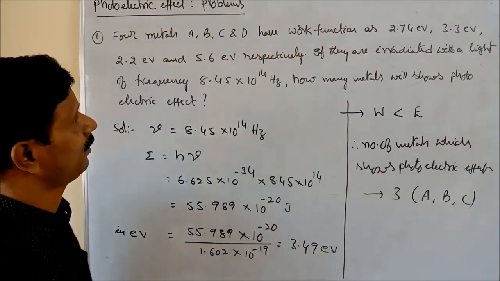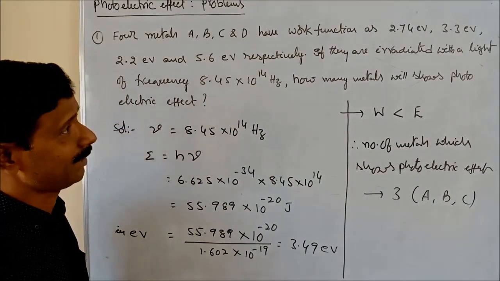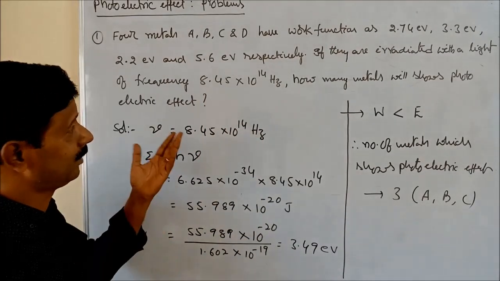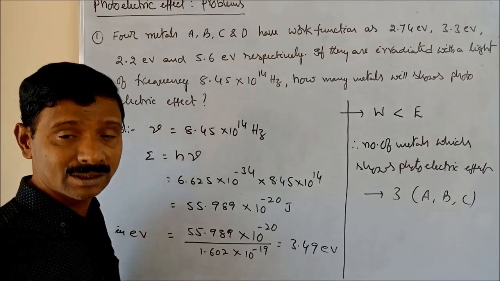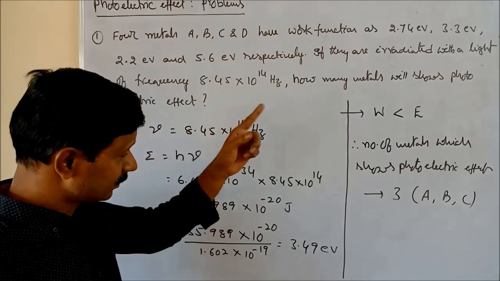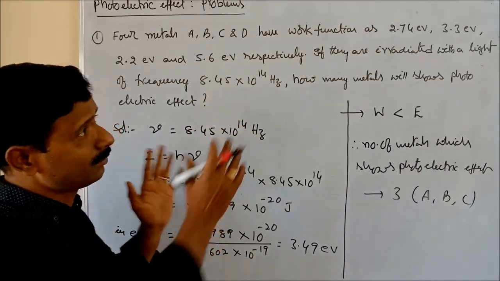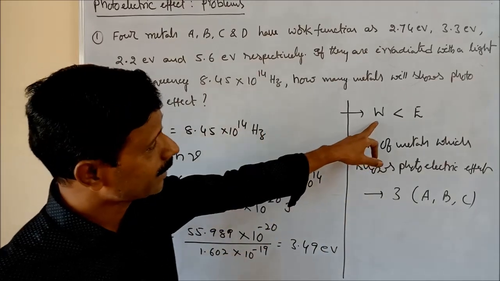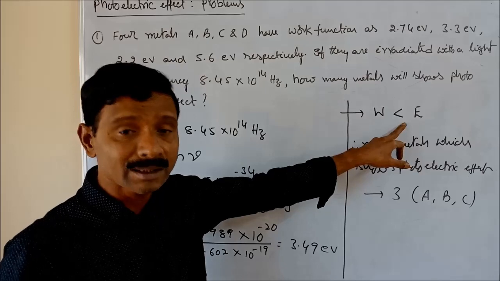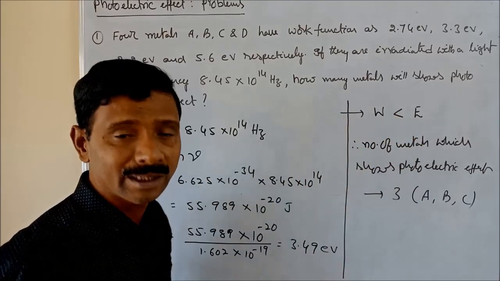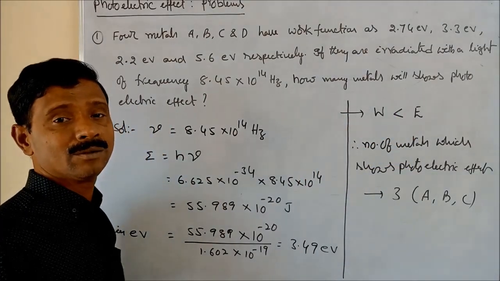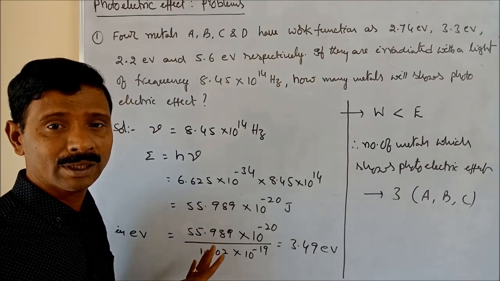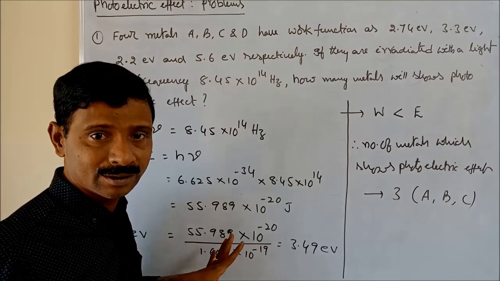Whenever there is a model like this, since work functions are in electron volts and they are giving the frequency, sometimes they may give the energy also, but convert or compare the work functions and energies in the same units. Then if the work function is less than the incident energy, all those metals are going to exhibit the photoelectric effect. So this is one important model on the photoelectric effect.